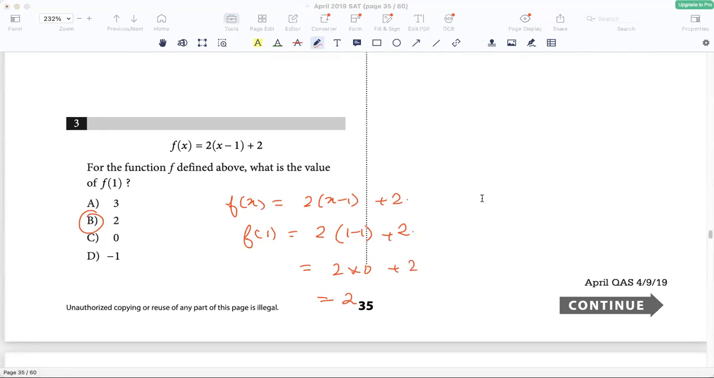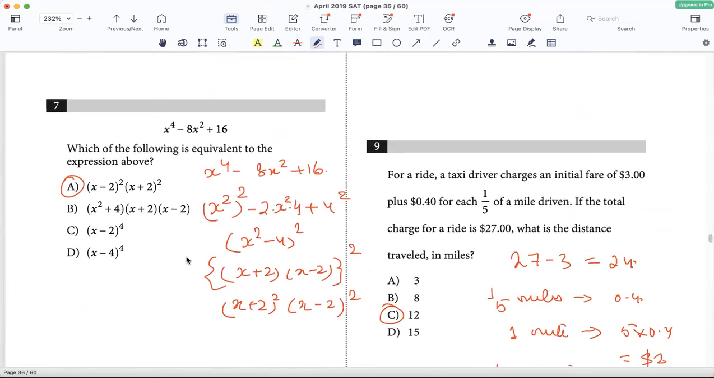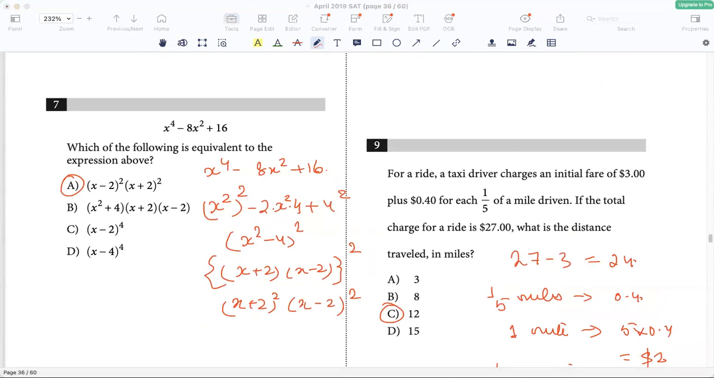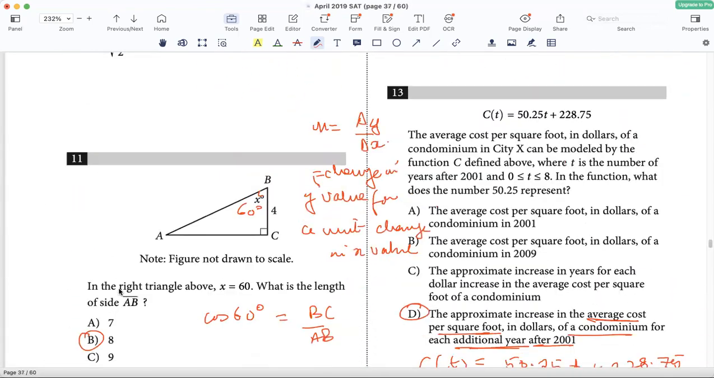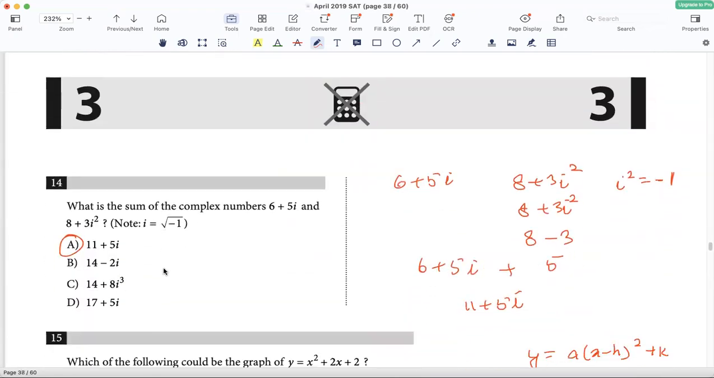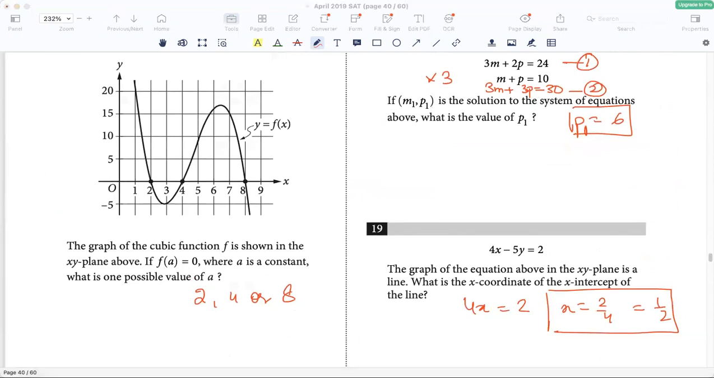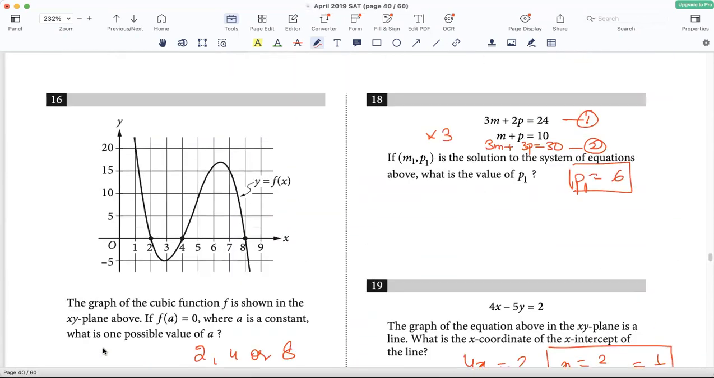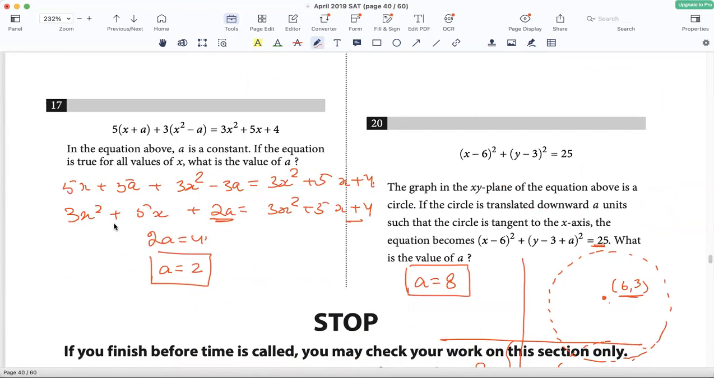Third was B, A, C, B, A. Number 8, B, C, C, B, A. 13, D, A, B. Okay, let's grade the grid-ins. 2, 4, 8, 2, 6, half, 2, 6, half, and 20 is 8. Okay, so we got all correct.